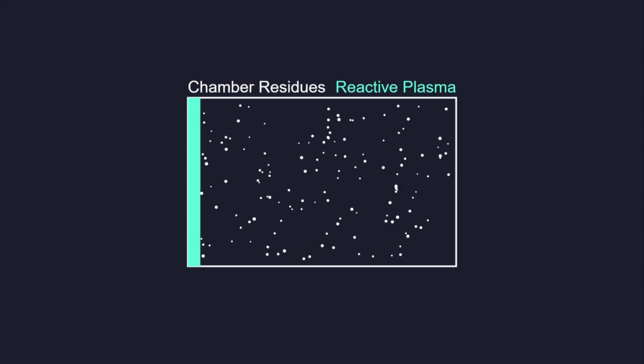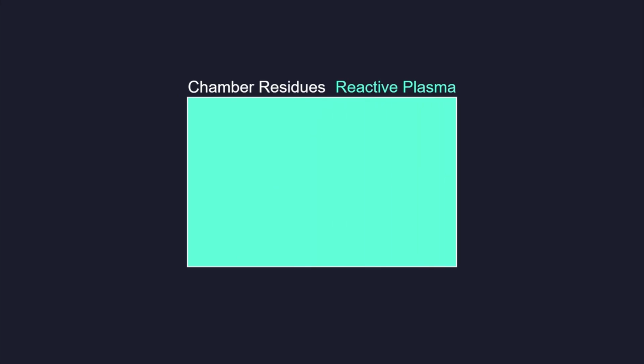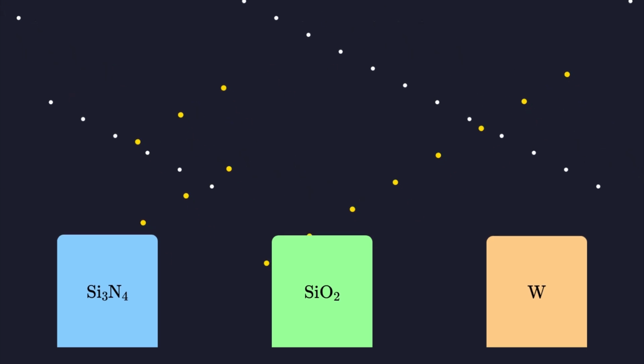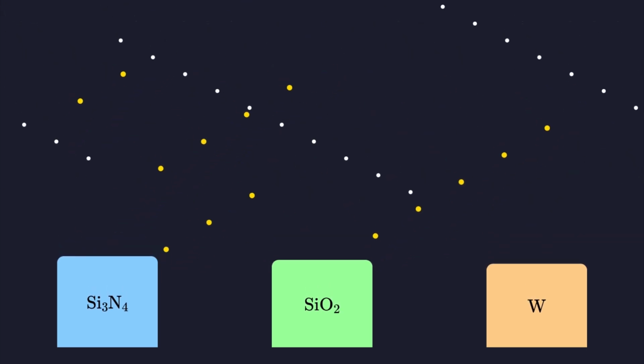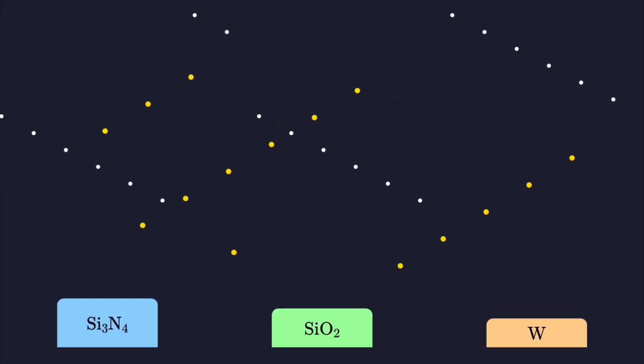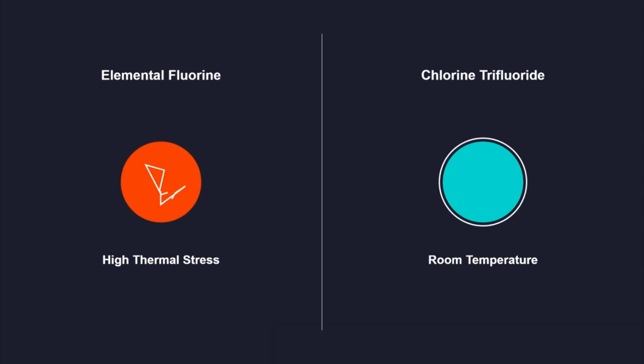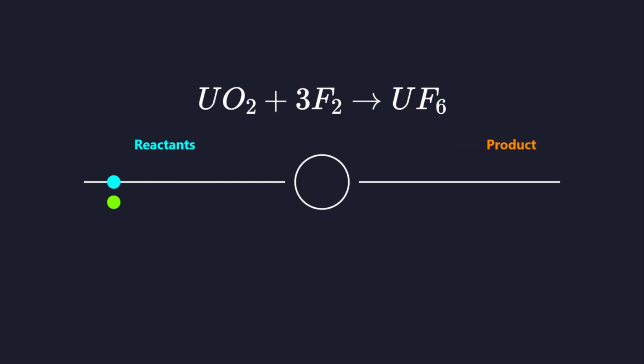Today, the primary industrial use is cleaning chemical vapor deposition chambers in the semiconductor industry to remove residues without dismantling the equipment. It efficiently removes silicon nitride, silicon dioxide, and tungsten deposits by converting these solids into volatile fluoride gases at relatively low temperatures. Unlike elemental fluorine, chlorine trifluoride can clean chambers at room temperature, which prevents thermal stress and damage to sensitive electronic manufacturing components.